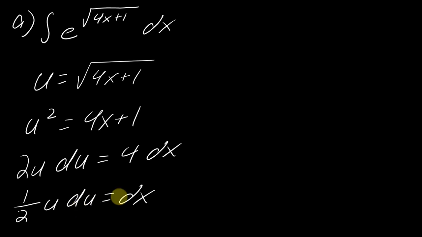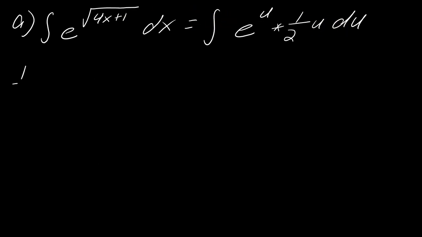Okay, so let's just play with this here for a second, all right? What I'm going to do now is make these substitutions. So now I'm going to rewrite this as e to the u. Now, where I had a dx, I'm going to replace it with this whole crazy 1/2 u du. Okay, so let me clear some space. To make this a much prettier looking integral, I'm going to rewrite this as u times e to the u du.